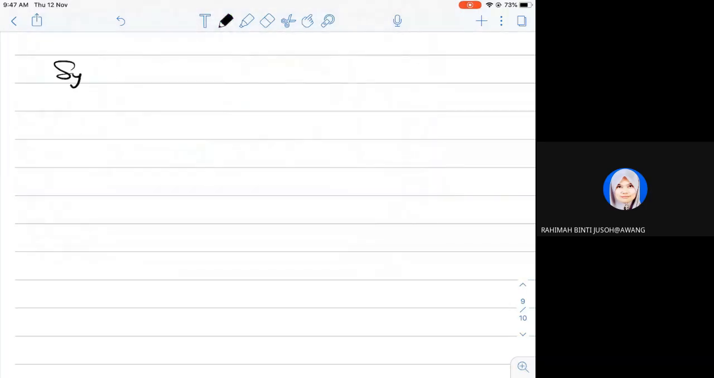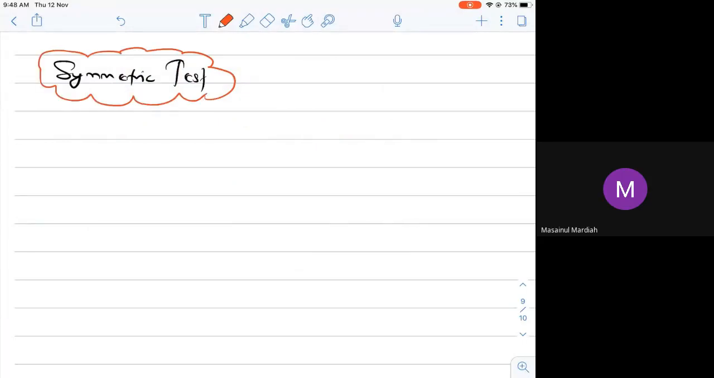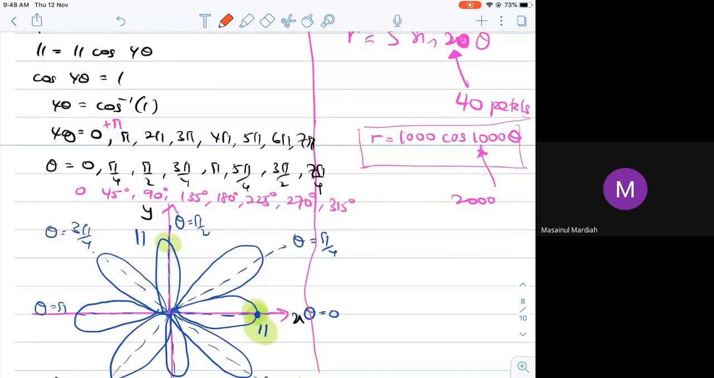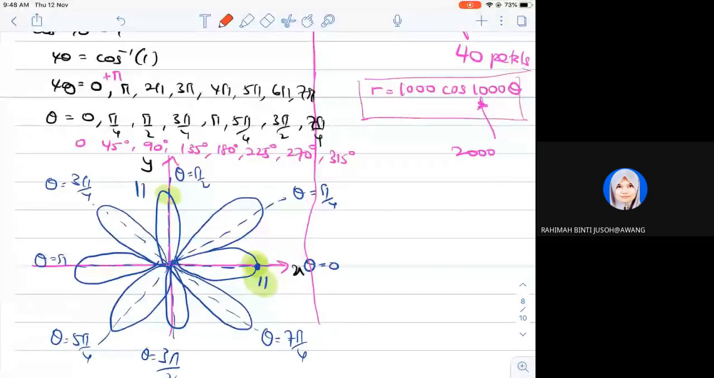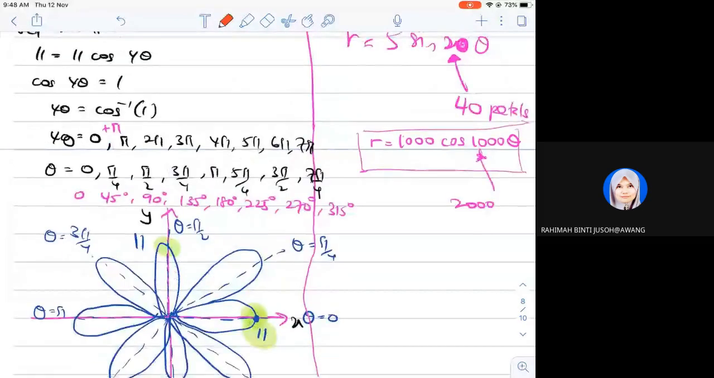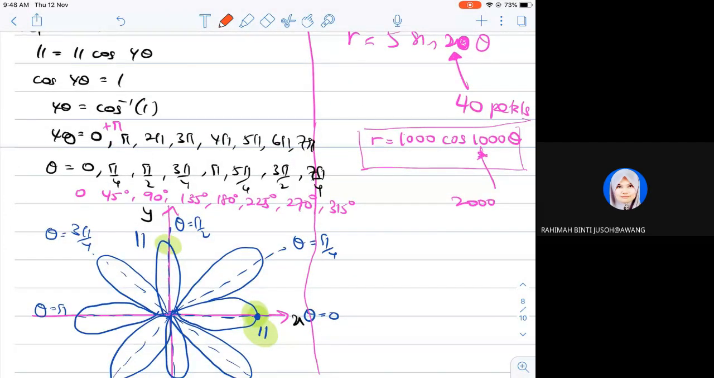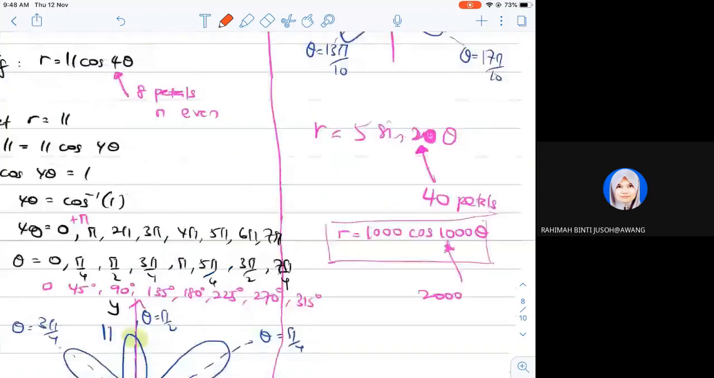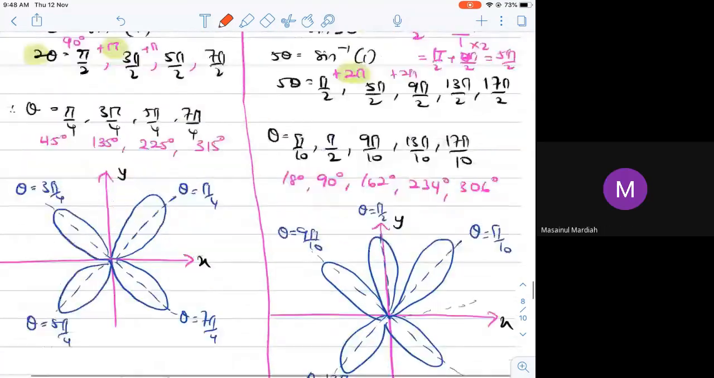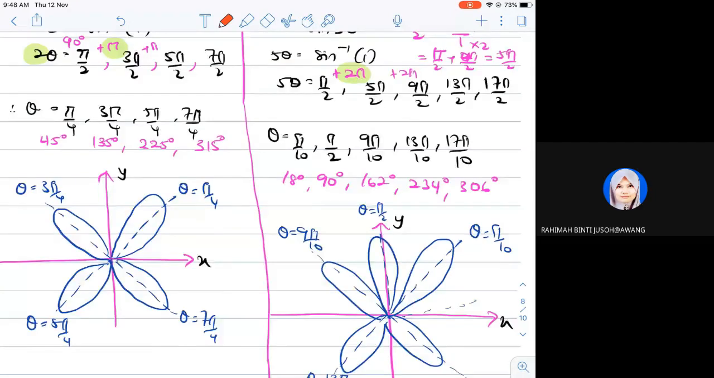Alright, next. What we have? Symmetric test. Madam, kalau kita guna apa ni dalam degree boleh je kan? Saya guna theta apa tu pi tu. Oh boleh, tak ada masalah. Cumanya nanti bila tambah pi maksudnya tambah berapa? Tambah 180 lah. Gitu. Boleh. Kalau tambah 2 pi jadi tambah 360. Boleh? Tak ada masalah. Don't worry.